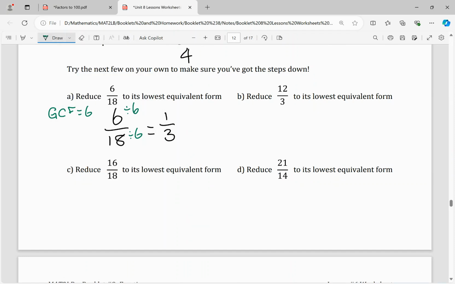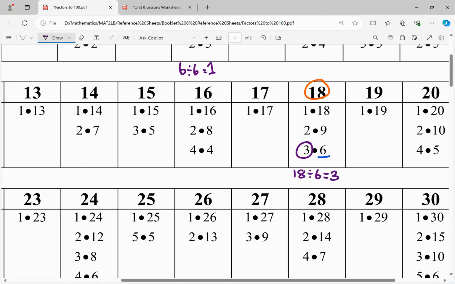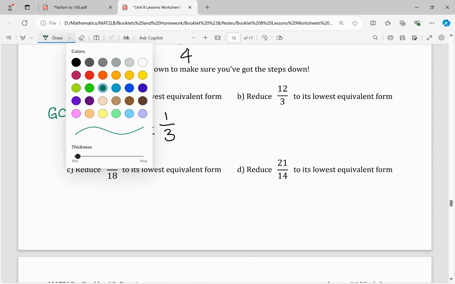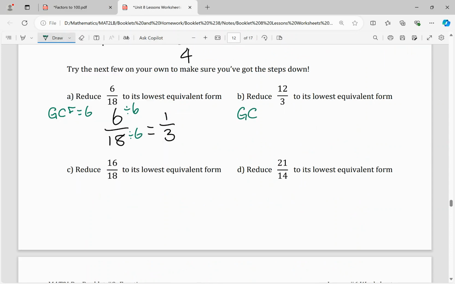So we have 12 over 3. We need to find the simplest form. So we go to our factor chart, we look for 12, and we look for 3. 12 is over here, 3 is over here, and the largest number that they have in common is 3. So that means that I take my fraction. Well, let's write the GCF first, sorry. The greatest common factor is 3.